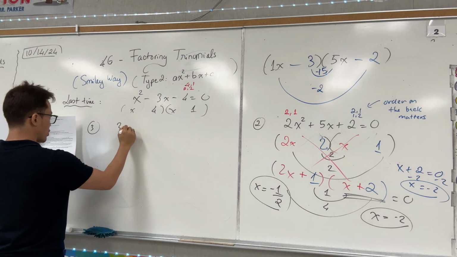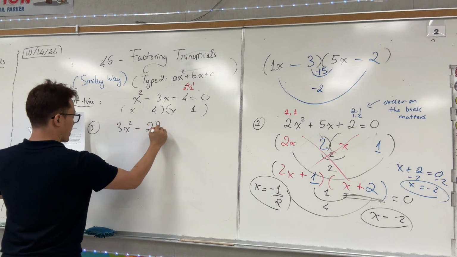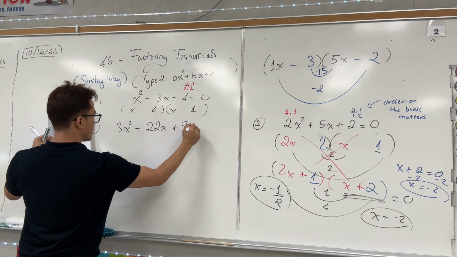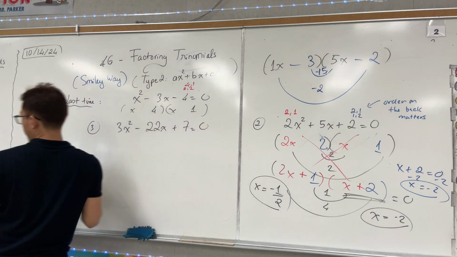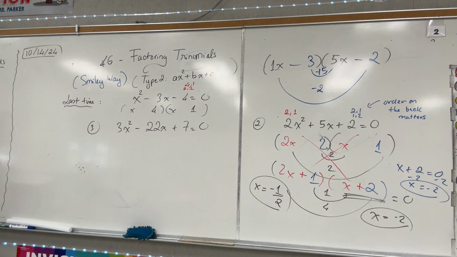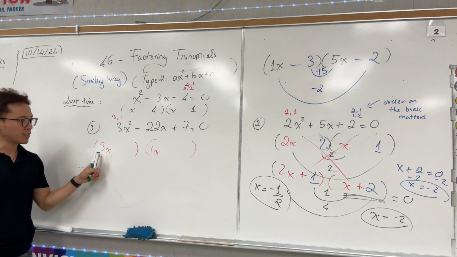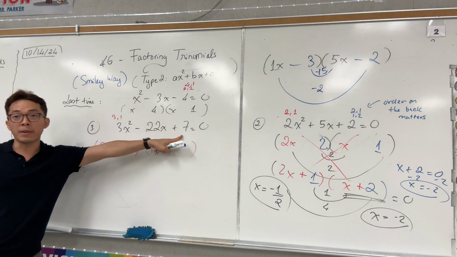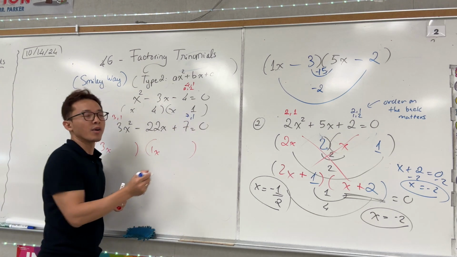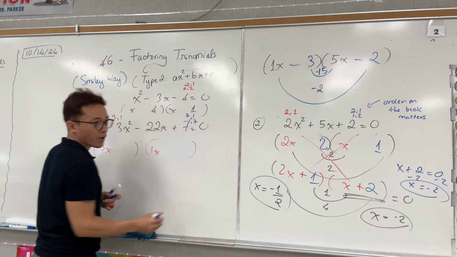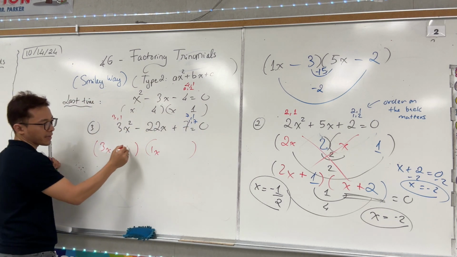Alright, 3x squared minus 22x plus 7 equal to 0. Alright, try it. The first 8 students, you give your point. Wait. 3, 1. So 3x, 1x. What's a combination of the 7? 7 and 1. And 1, 7. Order matters. Okay, we're going to try.